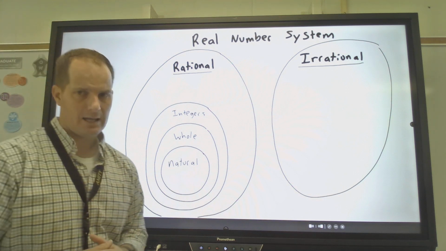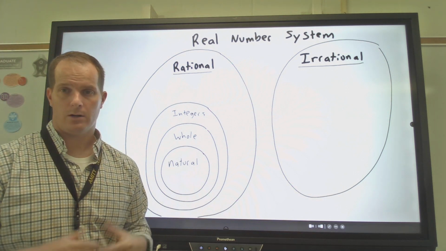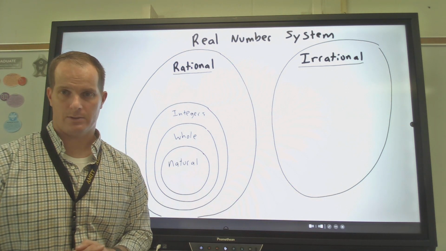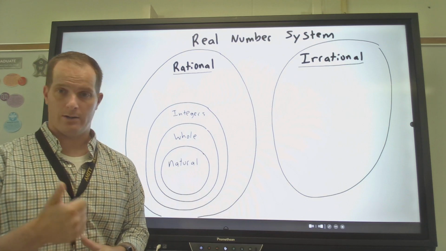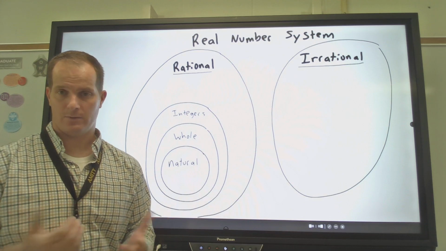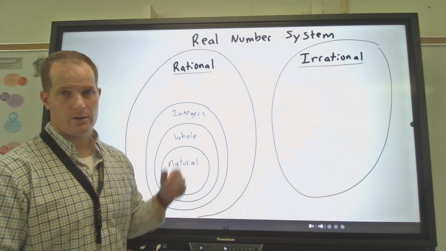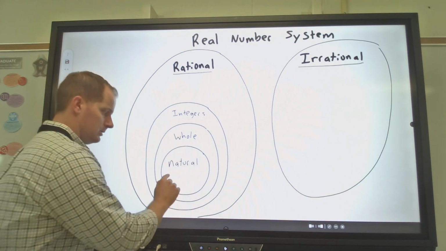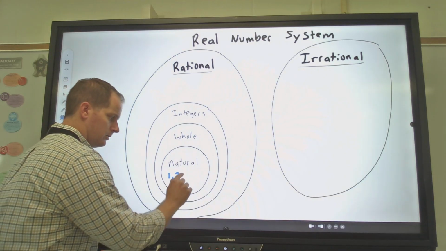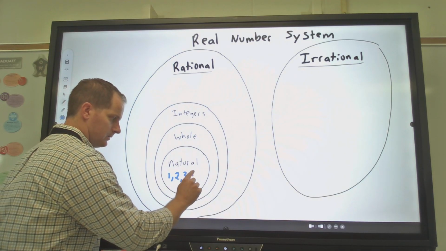So when you were a little kid, the very first thing that you learned were called your counting numbers or natural numbers. Those are things like starting with 1, 2, 3, 4, 5, so on and so forth. So the natural numbers are part of your rational realm, which include 1, 2, 3, 4, 5, so on and so forth.